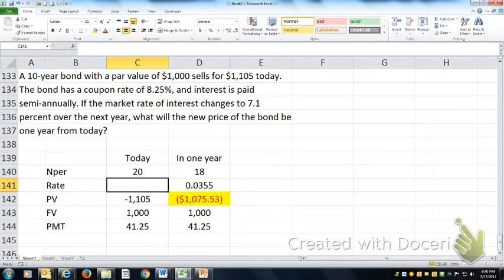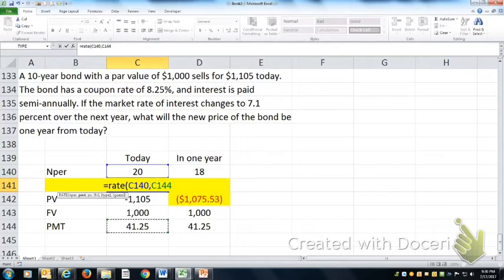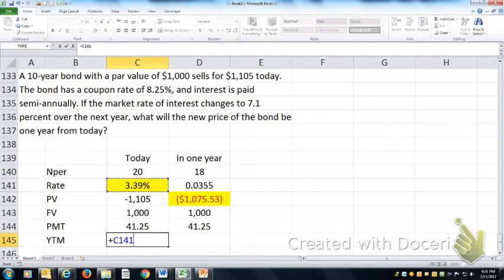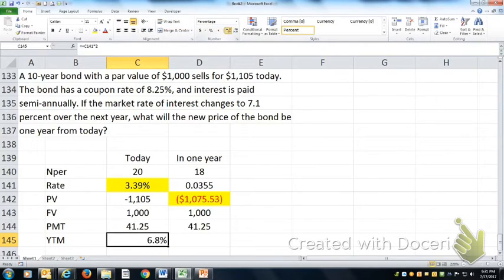If I wanted to, I can look up the yield to maturity just by calculating for rate. So today, with 20 payments of $41.25, selling for $1,105, and a future value of $1,000, today the yield to maturity on that bond would be 3.39 times 2, or right around 6.79%. And a year from now, interest rates have gone up.